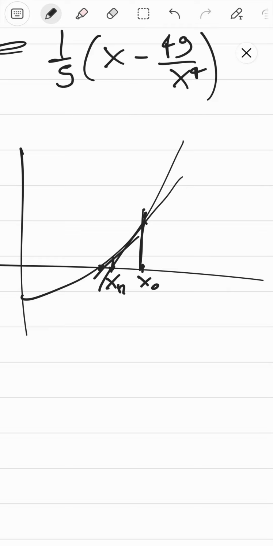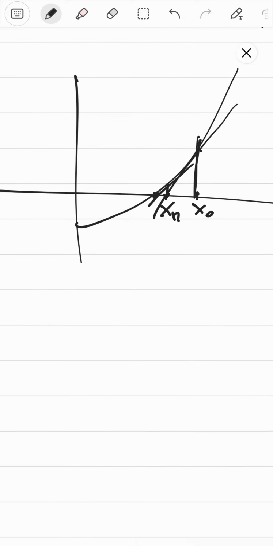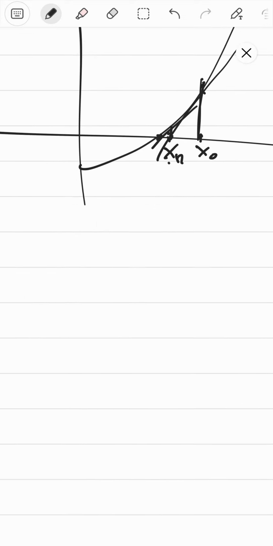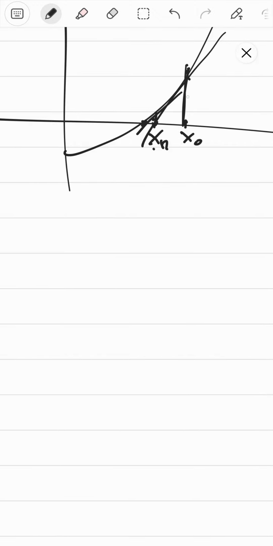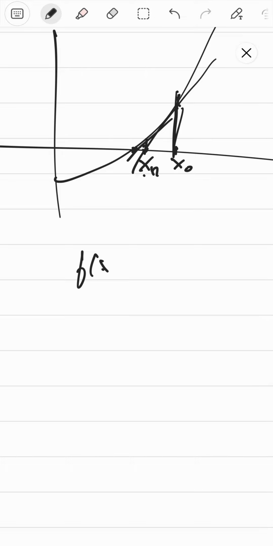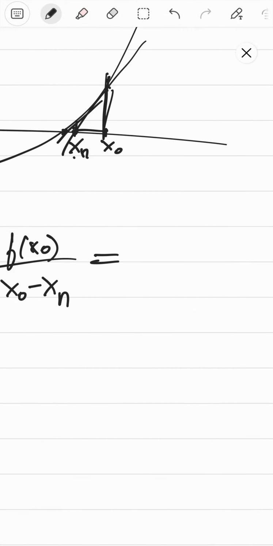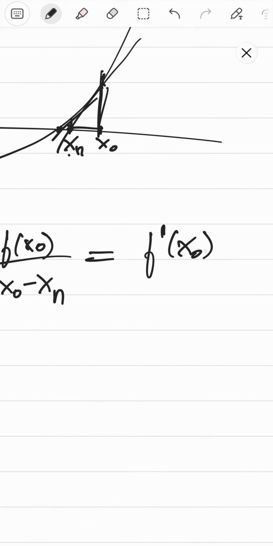Actually, I will never get to that point. I'll just get a really good approximation. And the way to figure out xn is, of course, you just take the rise over run, so you get f of x naught upon x naught minus xn. This slope is just equal to f dash of x naught, right?